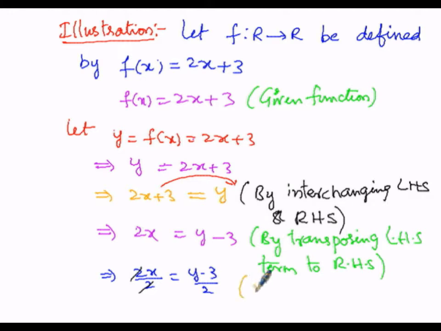So here dividing both the sides by 2, the next logical step will be, 2 and 2 get cancelled by means of 1 in the denominator and 1 in the numerator. So here there is only x. So that implies x is equal to y minus 3. Then the next logical step will be x is equal to y minus 3 overall divided by 2.